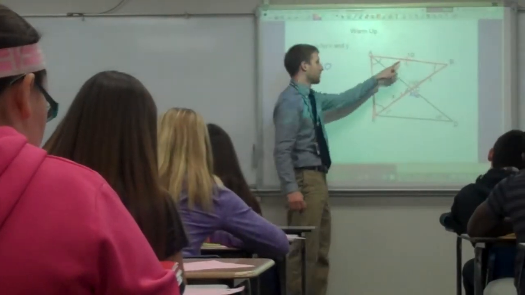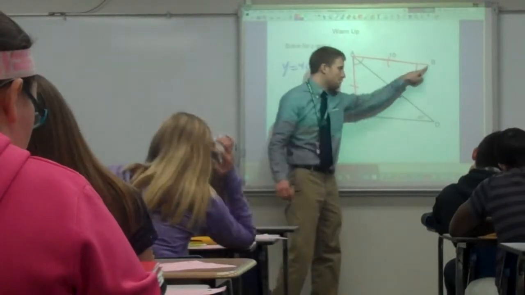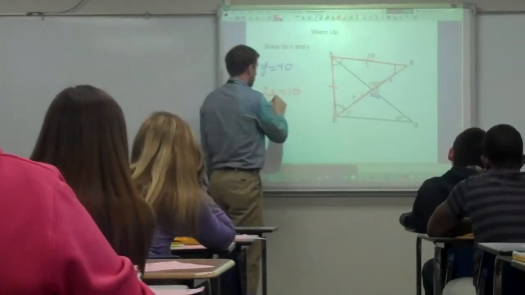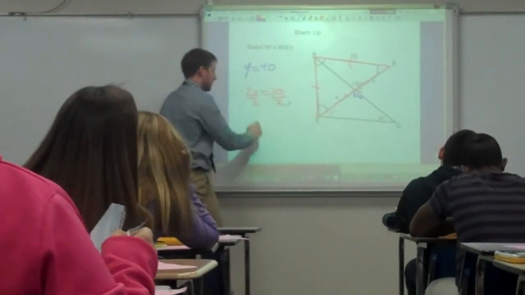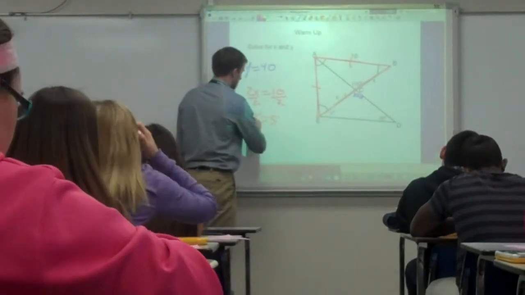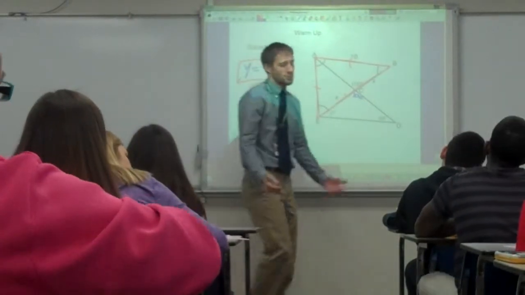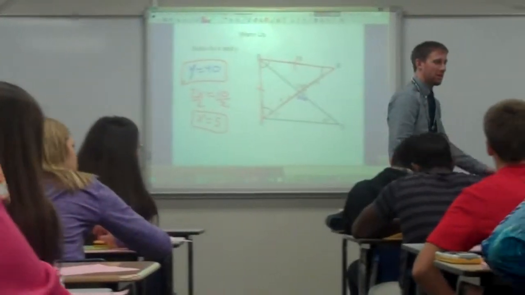So now this side's 10, means this side's 10, it means AB is 10. So we get 2x equals 10. Divide both sides by 2. X equals 5. 5 plus 5, do the same thing.